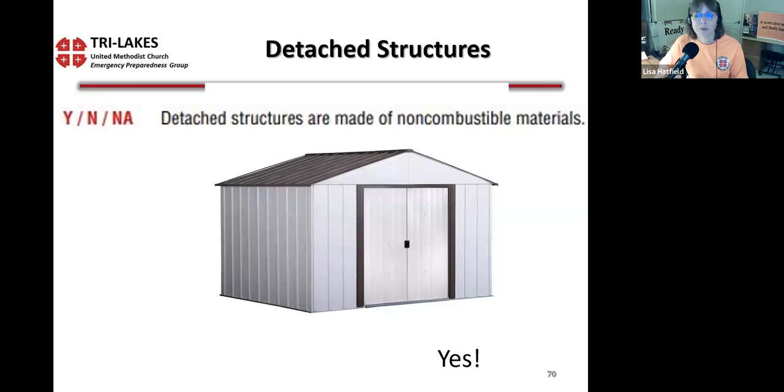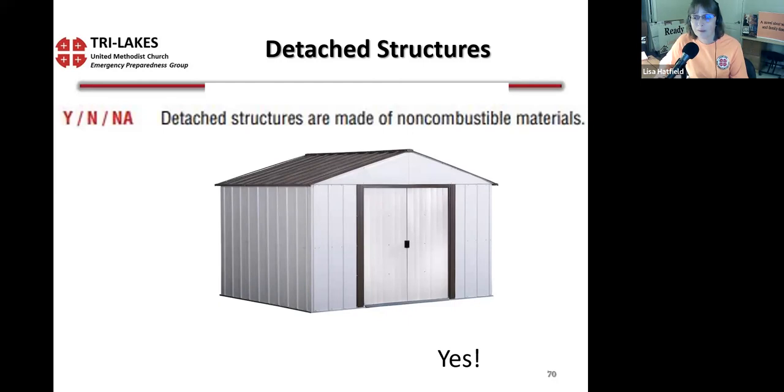Okay, yes or no, detached structures are made of non-combustible materials. So in this case, this one looks like aluminum. Now the question I have on this one is, what do you have stored inside here? You still need a fuel-free zone around the shed, but we've already evaluated that. So in this particular item, we're just making sure what the structure is made out of. If it's a swing set and it's made out of plastic, they just want you to analyze it.